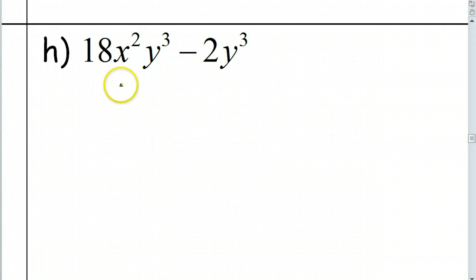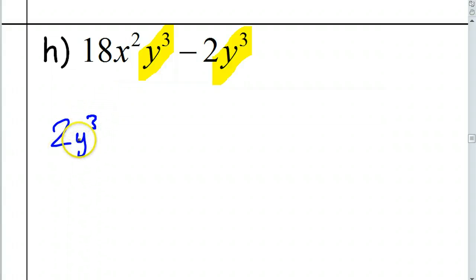Okay, for H, what is common here? Let's see. Well, they're both divisible by 2, so let's definitely bring that out. But then there's variables. Do both terms have x's? No, only this term has x's. Do they both have y's? Yeah, they both have y's, so we need to bring out some y's. Specifically, this term has 3 y's, this term has 3 y's. So they both have at least 3 y's, so that's how many y's we bring out as part of the GCF.